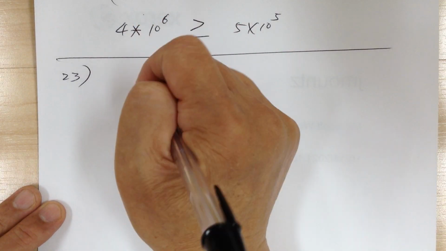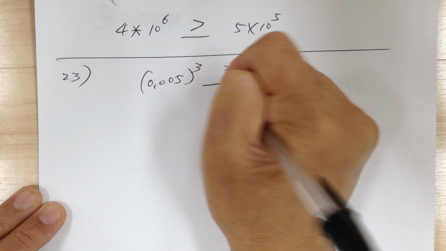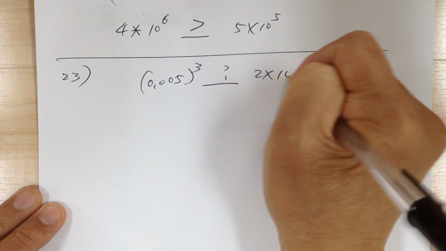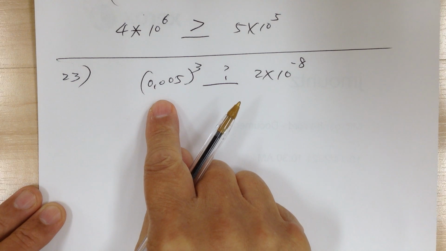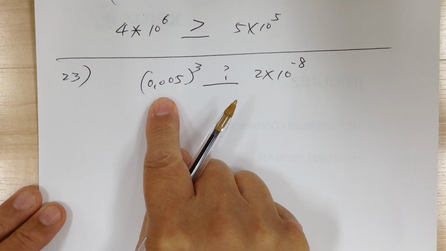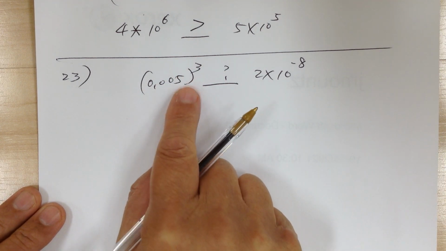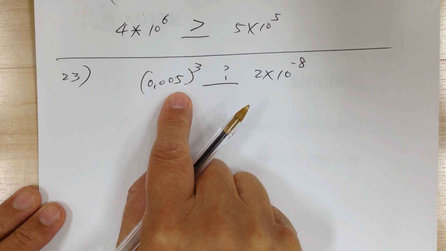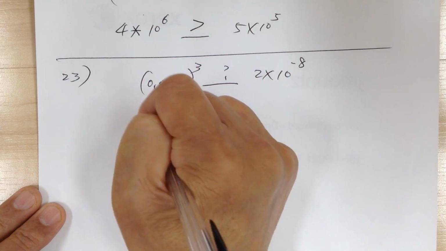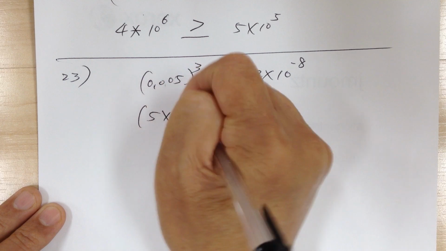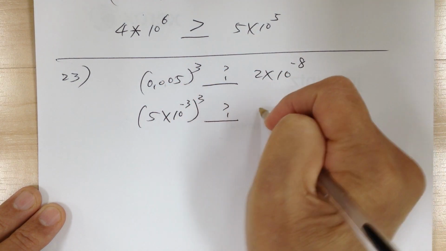Okay, number 23, you got 0.005 to the 3 power. Question mark, 2 times 10 to the negative 8. First, I'm going to make this into scientific notation. Or actually, I'm just going to multiply out. You can use a calculator for this if you want to, or you can just use scientific notation. So this is equal to 5 times 10 to the negative 3, to the 3 power.